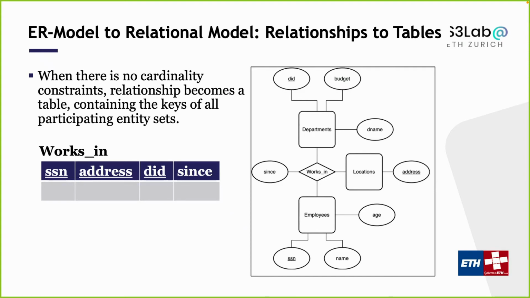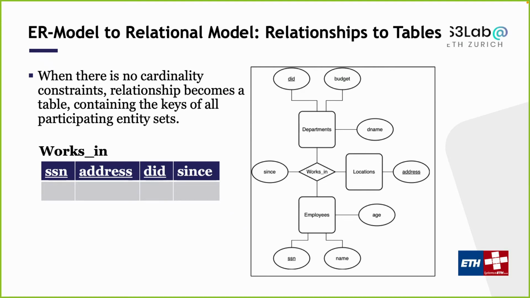That's pretty natural, right? And then it also contains whatever attributes you have in the ER diagram associated with that relationship. Here, the works in relationship has a since attribute. In the translation, you will also have another column or attribute for this relation called since, right? So far so good. Any question about this?